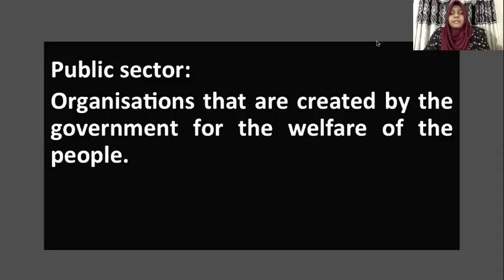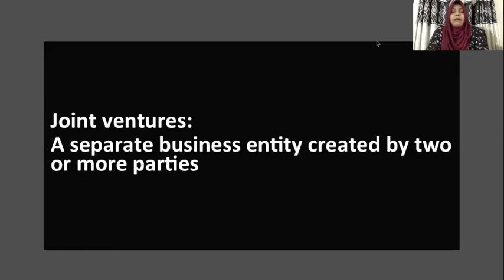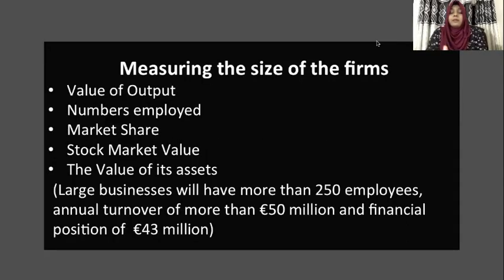Sometimes public sector also, they may have 100% ownership by the government, or sometimes there can be partial ownership by the government. That varies from organization to organization. We also have joint ventures where separate business entities are created by 2 or more people. So these are the general public sector as well as private sector businesses that you need to understand in this unit. You also need to understand how to measure the size of firm, whether to identify whether it is a large firm or small firm.